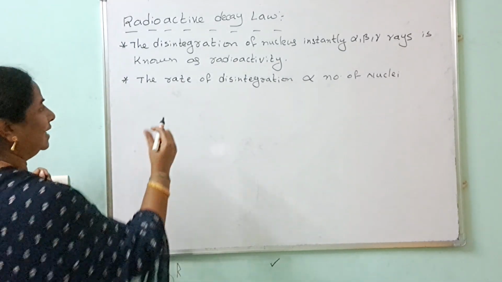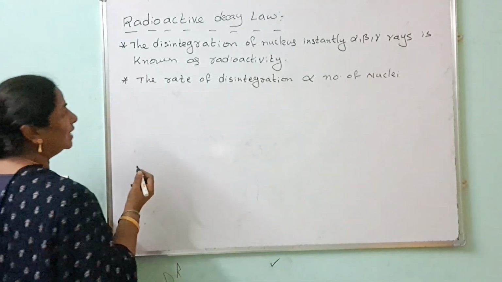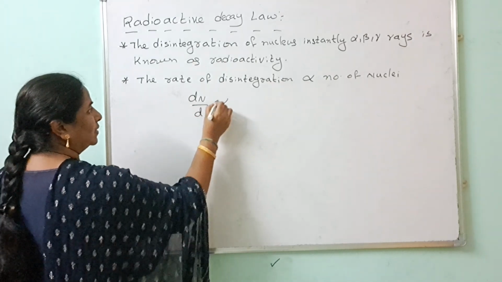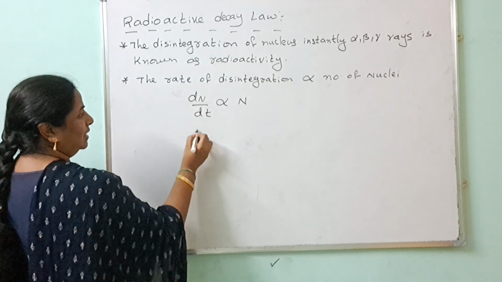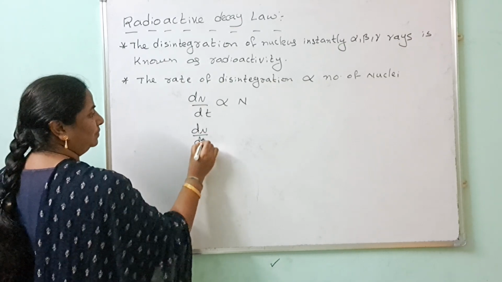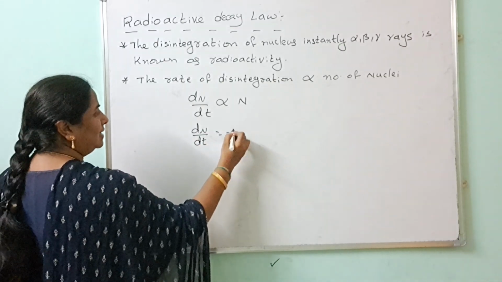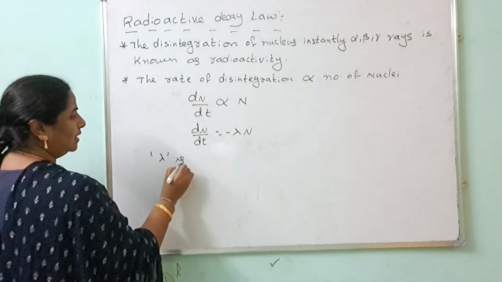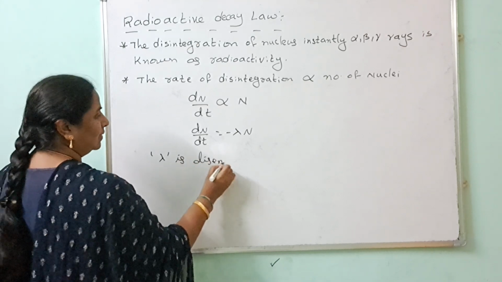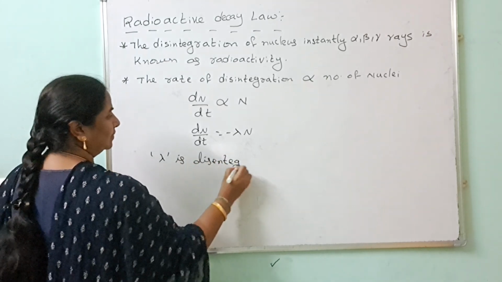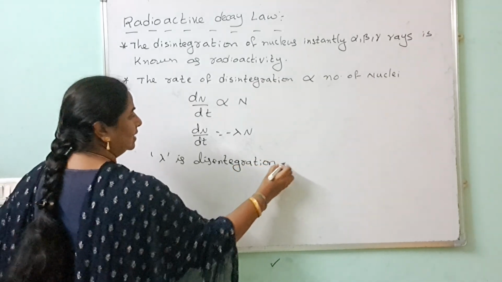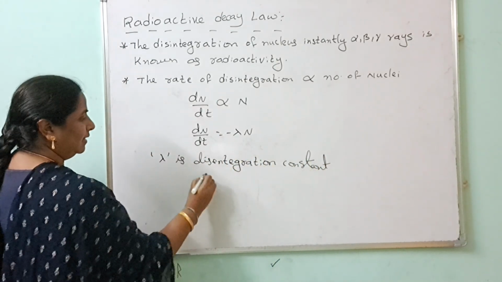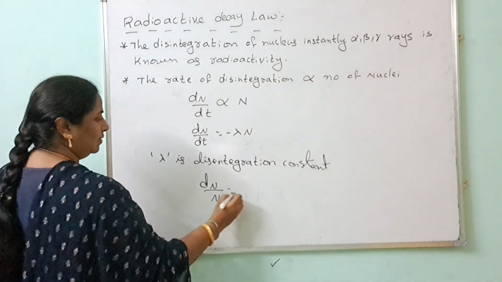The rate of disintegration is directly proportional to the original number of nuclei. So dN by dt is directly proportional to the original number of nuclei. Then dN by dt equals minus lambda into N. Here lambda is the constant, called the disintegration constant.